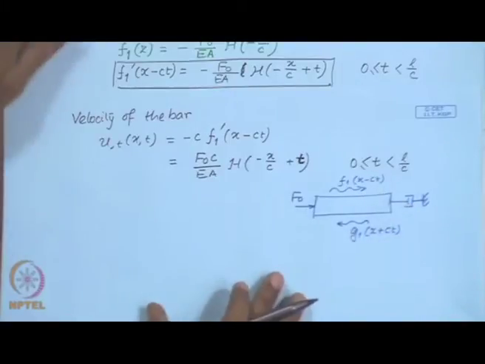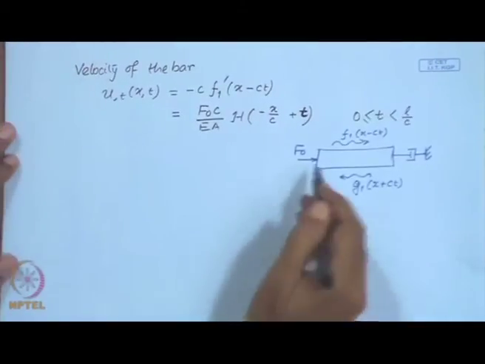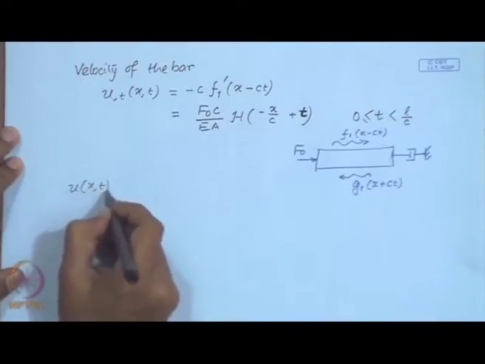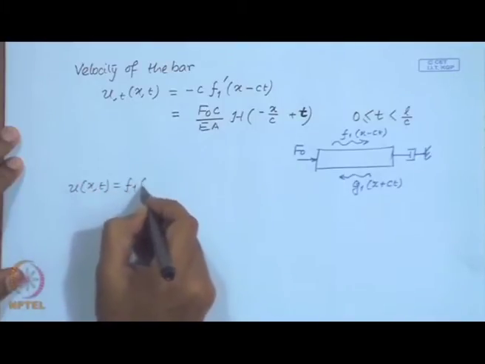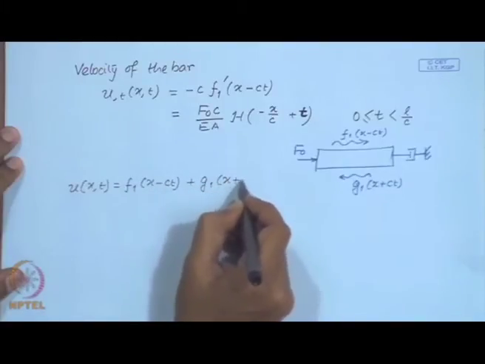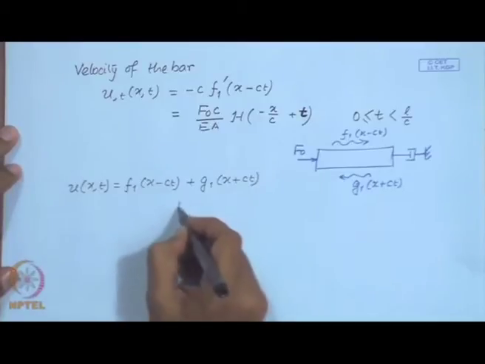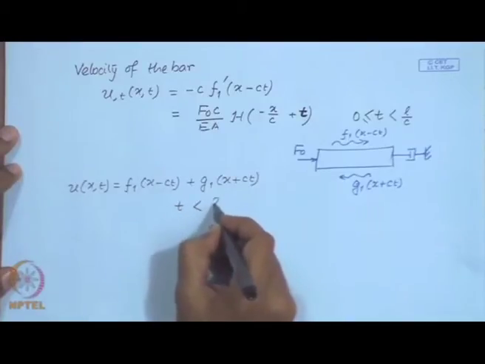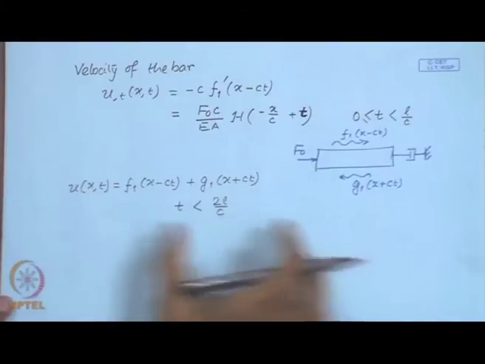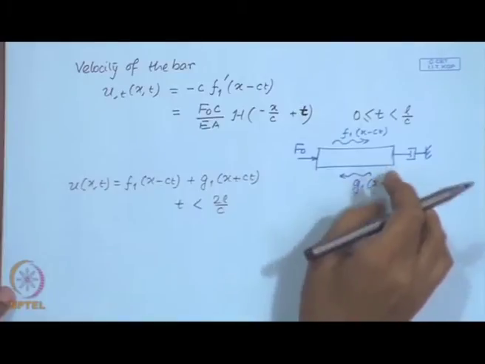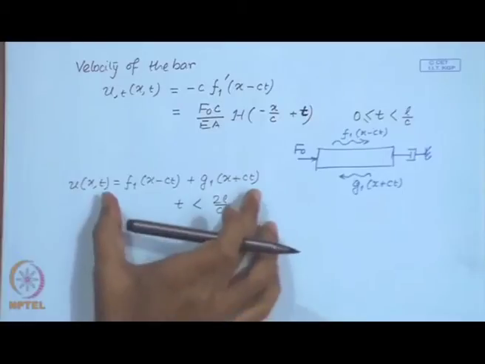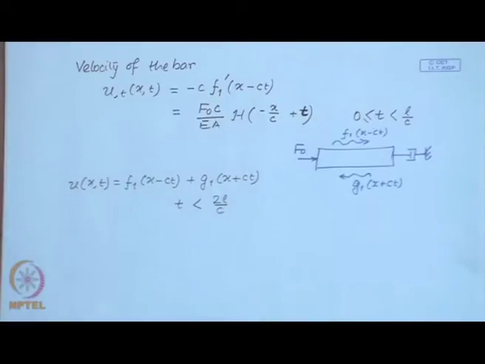So, the total wave field in this situation is this, and this form is valid till this wave does not hit the left boundary once again. So, till that time this is going to be the form of solution.